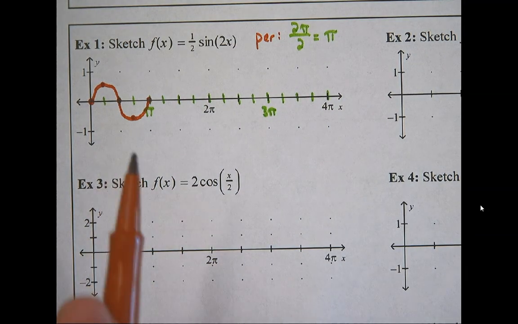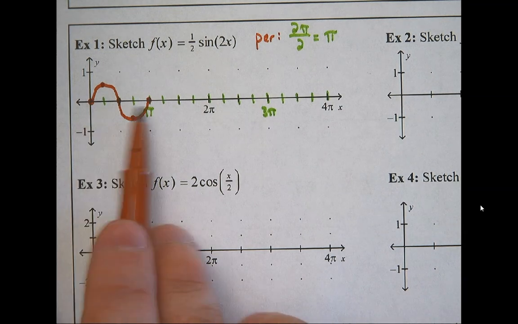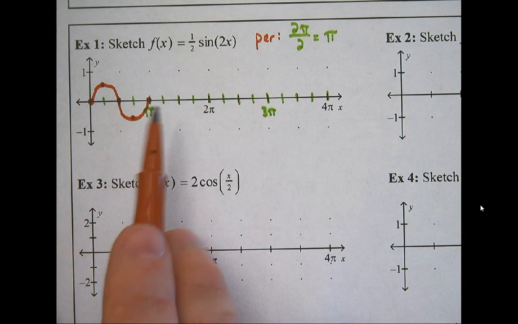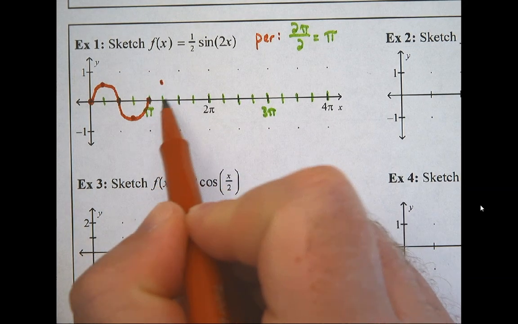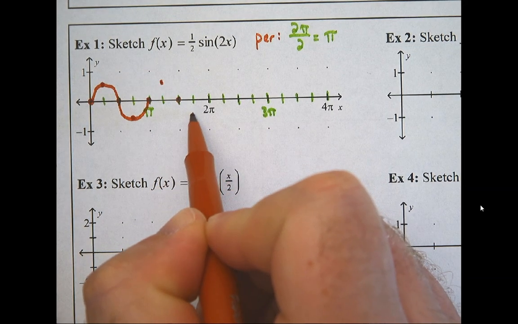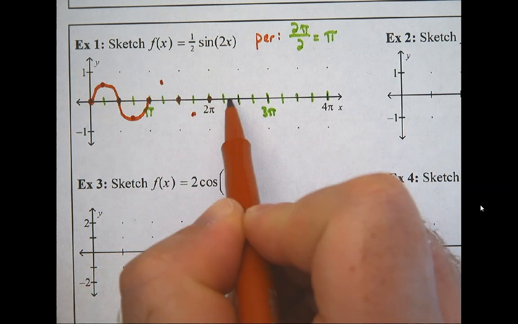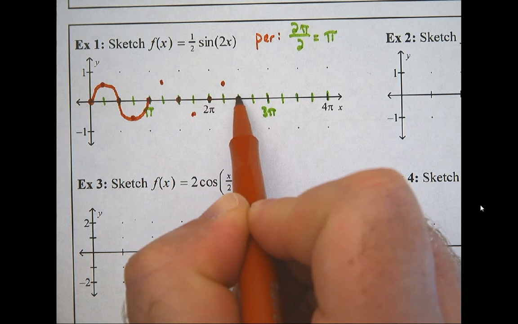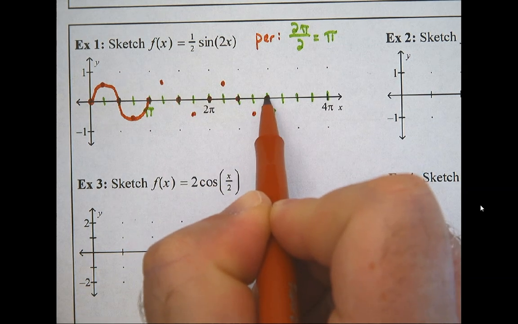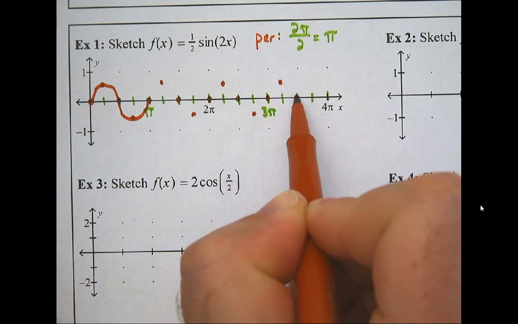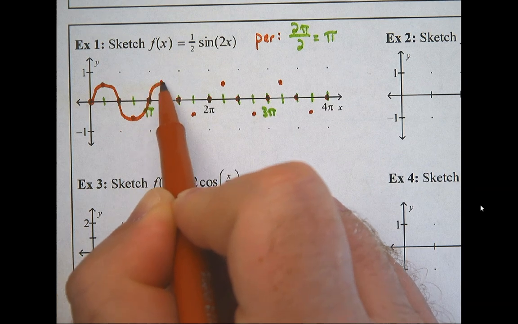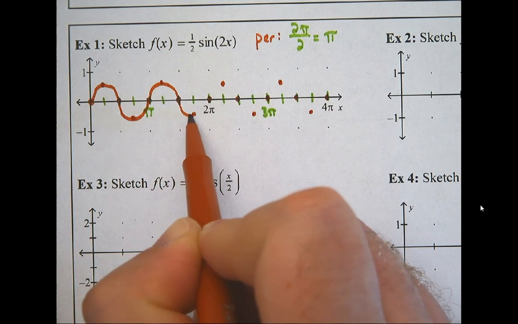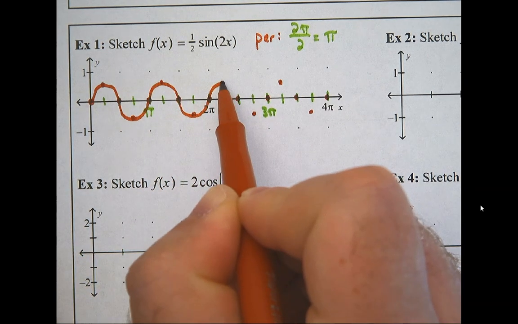And then this is 1 period, so we're going to cycle that over and over again, a length of 4 dots. So 1 tick mark, 2, 3, 4. And then finally we can connect that all with a smooth curve.